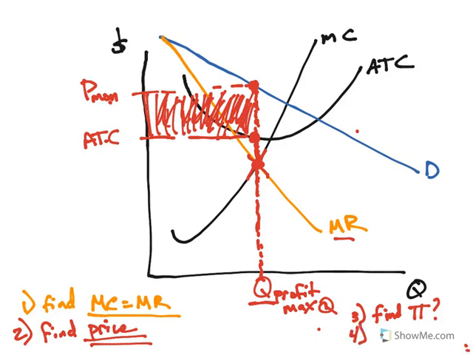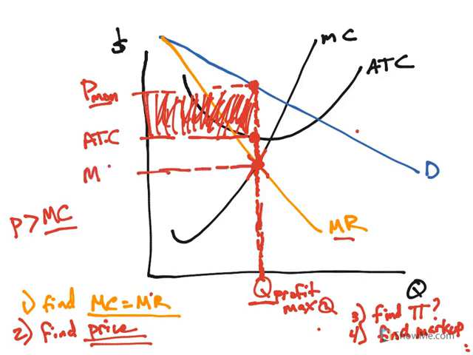Now, one different thing here is find the markup. So markup is defined as a price greater than marginal cost. So I know what my price is, I need to find what my marginal cost is. And I find that just by going up from my quantity up to my marginal cost curve. So I'm on my marginal cost curve. This tells me the marginal cost of that quantity. So this is the amount that I am able to mark up this good because I'm a monopolist.